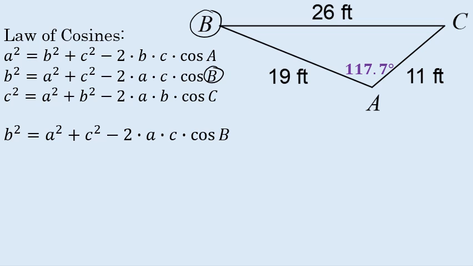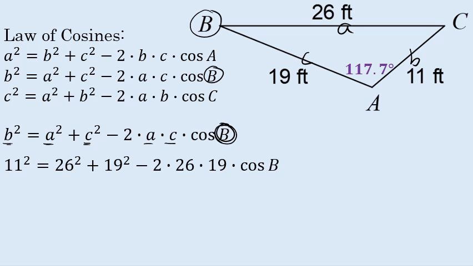And of the given information, I'm given side A, side B, and side C. So in this equation, I'll be able to substitute a value for each occurrence of side B, side A, and side C, leaving the only unknown in this equation as angle B. Substituting a 26 for A, a 19 for C, and an 11 for B yields 11 squared equals 26 squared plus 19 squared minus 2 times 26 times 19 times the cosine of angle B.